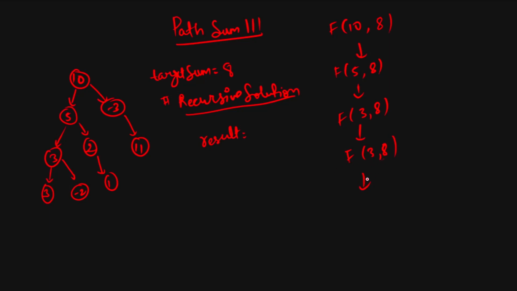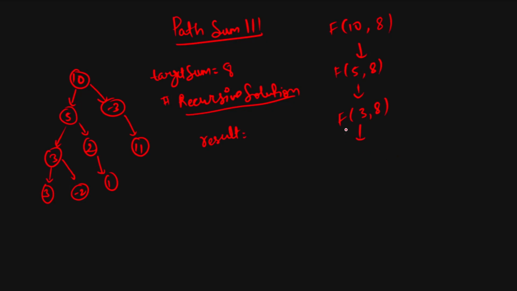If I include it here also, what will be my sum? If I include it, my sum will be 8 minus 3, which is 5. This is 5, so this is not 0. If this is not 0, then whether I include or not include, this is not my path. So what I have to do is return from here.